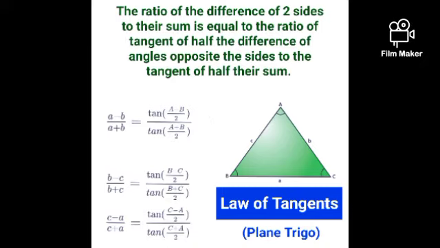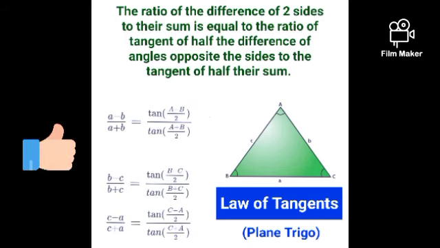And the tangent of half their sum, half the sum of the two angles opposite the sides small a and small c, is given by (c plus a) over 2. Thus, if you are considering the sides c and a, the equation from the law of tangents is given by the ratio of the difference of the two sides, c minus a, and their sum, c plus a, and this ratio is equal to the ratio of the tangent of half the difference of the two angles and the tangent of half the sum of the two angles.